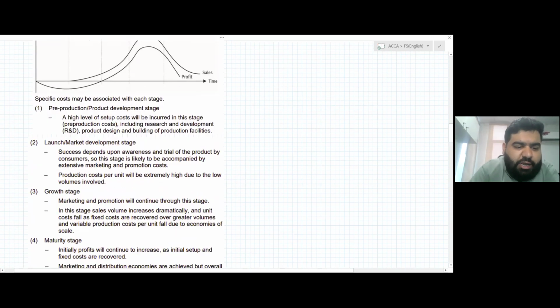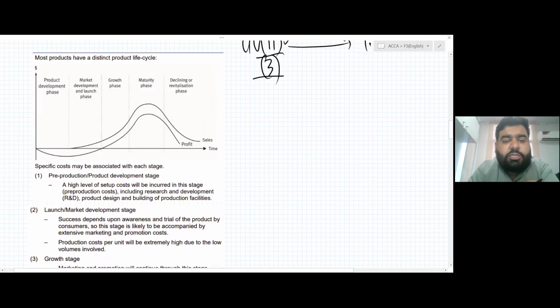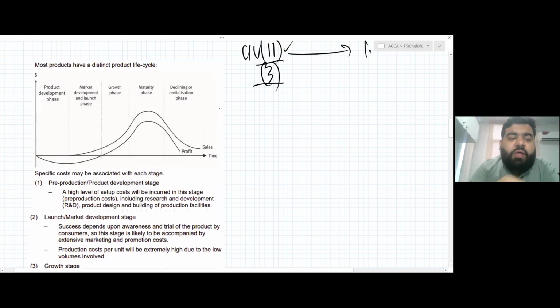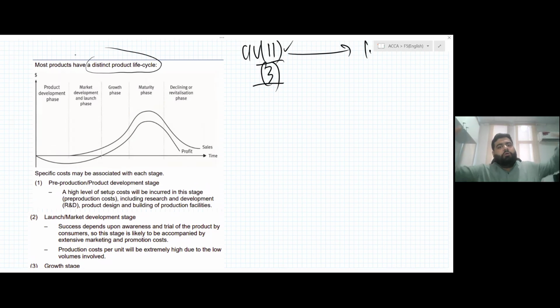Next theoretical point. This complete discussion is now on the life of the product. Most products have a distinct product life cycle. Your product has proper life cycle phases. It's not like when your product is launching, it becomes the father of the market. No, at the start it takes time. So we have to understand every stage.